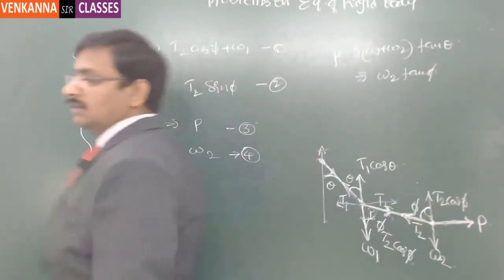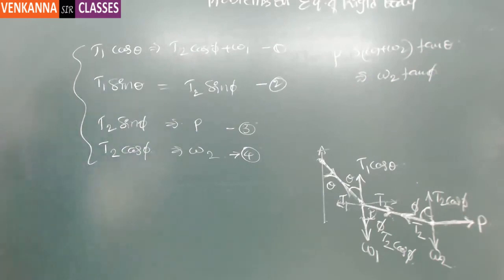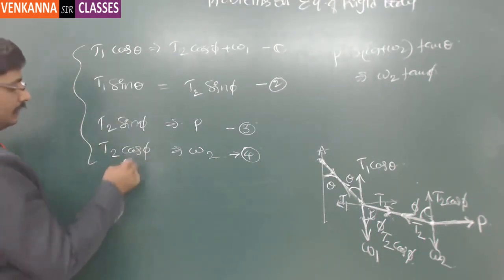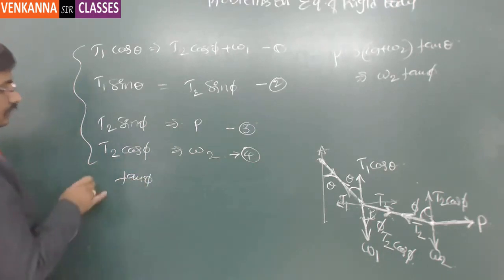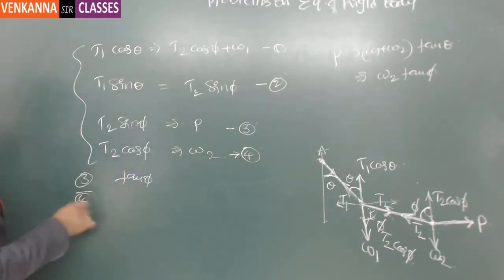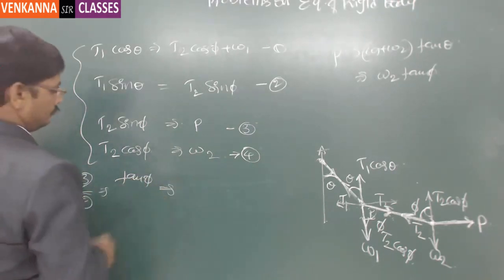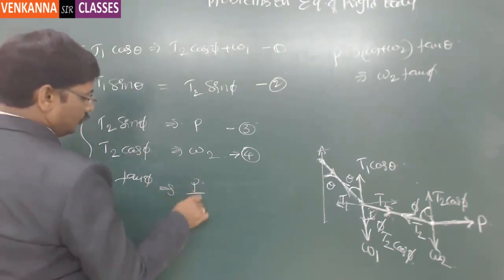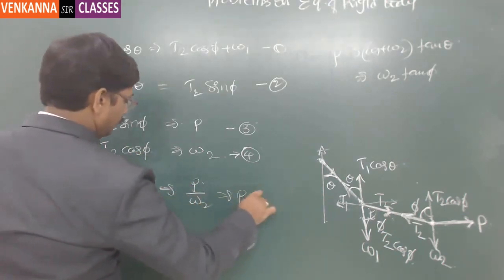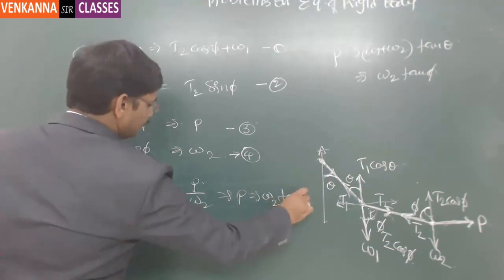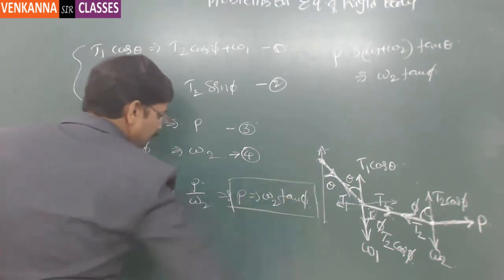Now actually can you solve this? It's a matter of trigonometric simplifications. Done? Okay. So from this you can calculate tan phi. Equation number 3 by 4, so tan phi is equal to P by W2. It implies P is equal to W2 tan phi. So this is a straightaway equation. That is the second result.